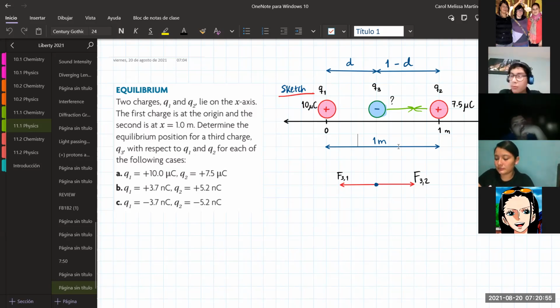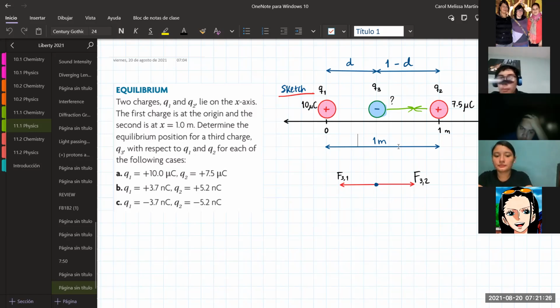The distance between 3 and 2 is this one. How do we call that distance? We don't have a value. It is 1 minus d. Okay? And with this, you have all the data available to get the equilibrium position.